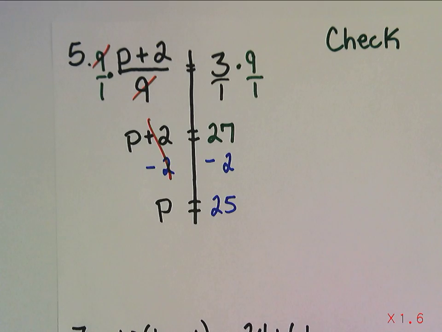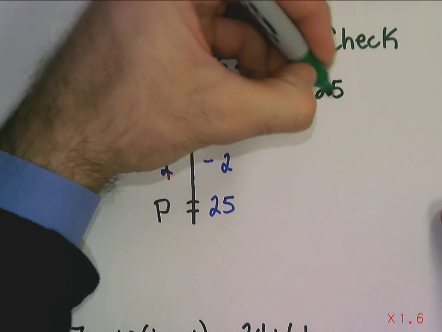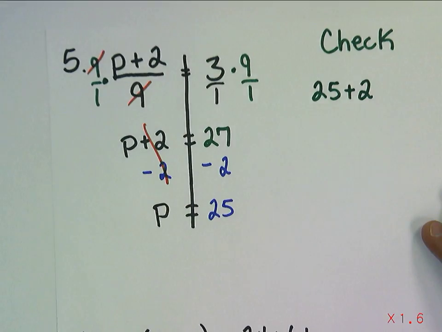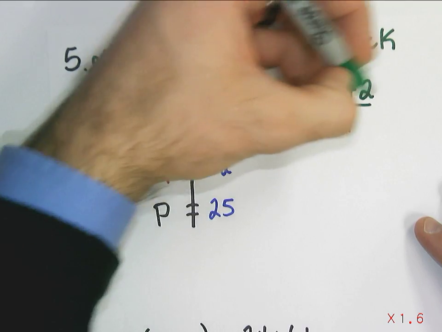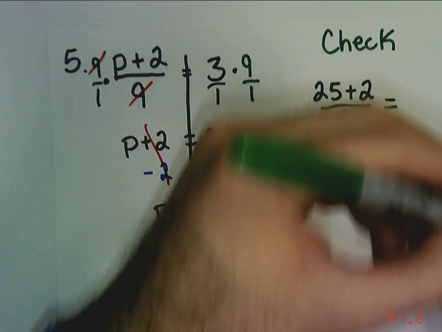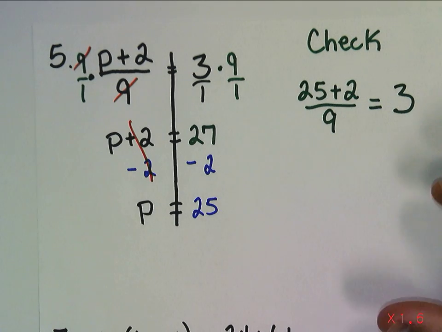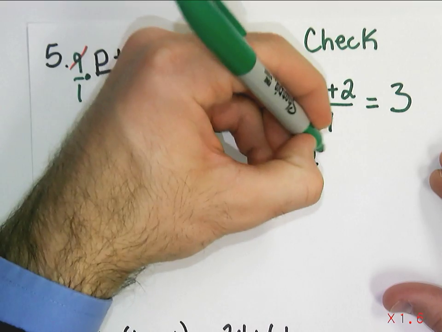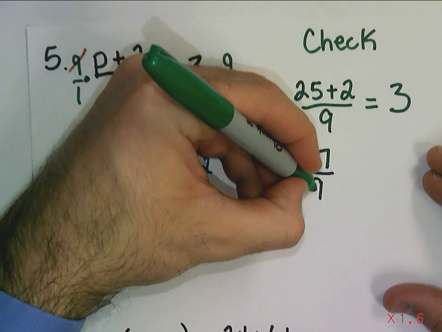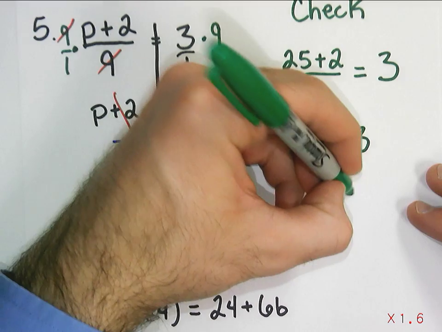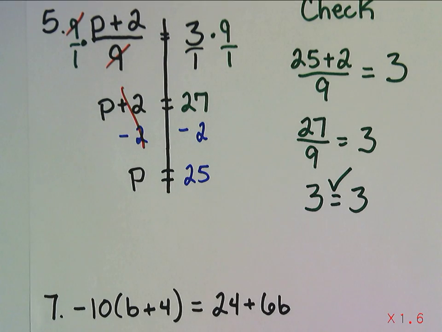Let's do our check here. So I would have 25 plus 2, and that's divided by 9, and that should be equal to 3. So we need to do our order of operations here. We take care of the 25 plus 2 first, 27. Put the divided by 9 back in, equal to 3. 27 divided by 9 is 3, so we know 3 is equal to 3. That answer checks out, and we know that we found the correct solution, that P should be 25.